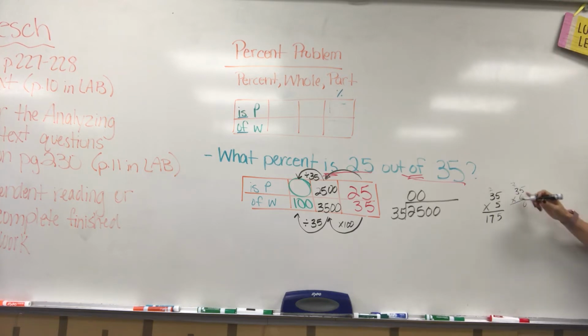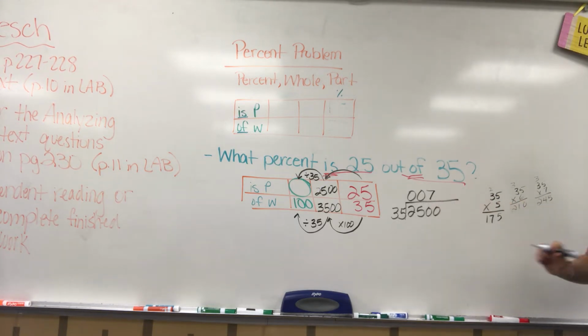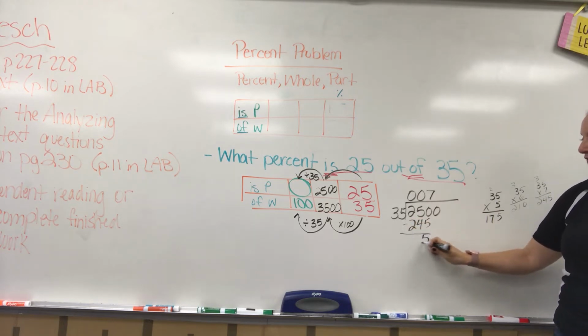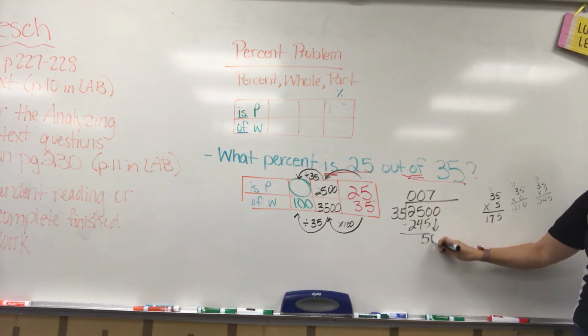Then 6. Okay, 6 times 35 is 210. Not high enough. One more. I think 7. Yeah, the baby. 7 times 5 is 35. Carry the 3. 245. That is a ding, ding, ding. So 7 was what we did, and 245 is what we have here. Subtract 250 minus 245. It would be 5.